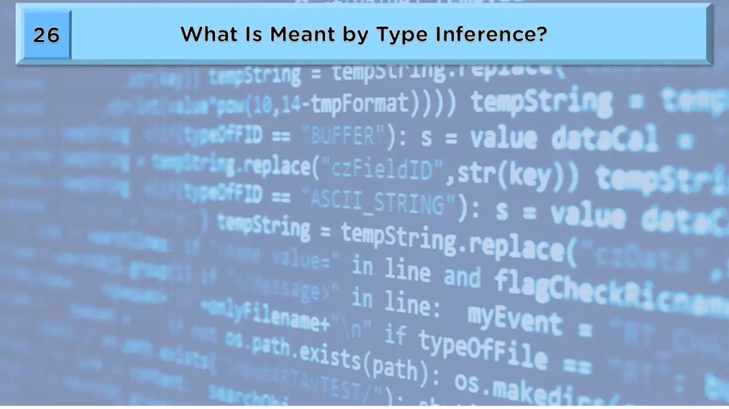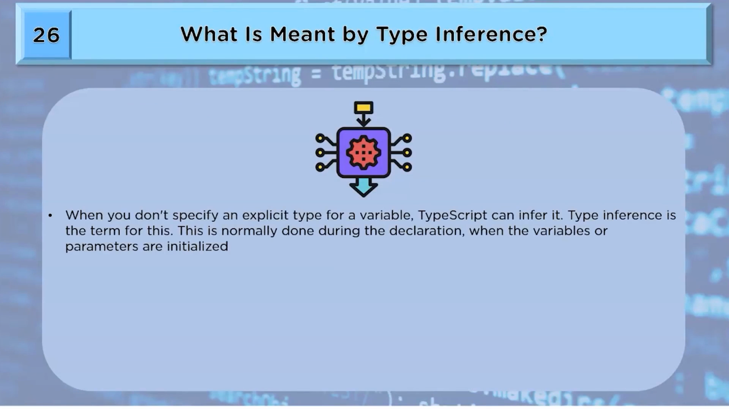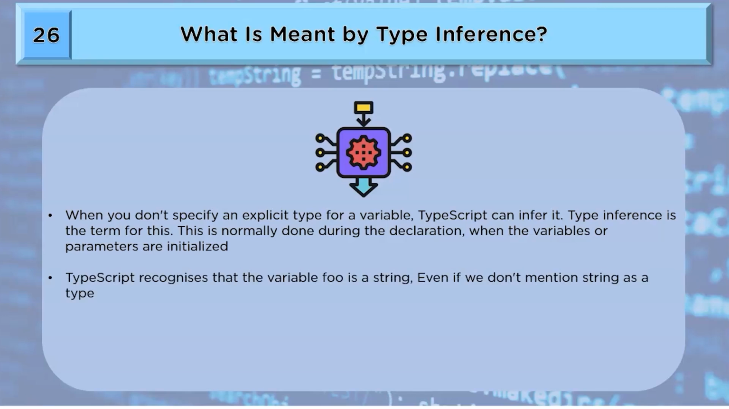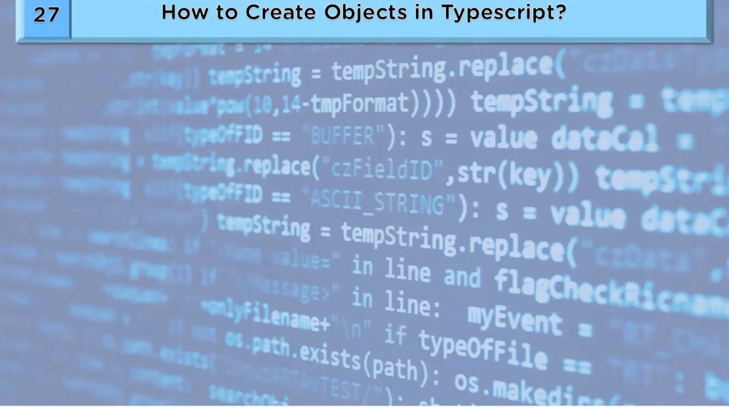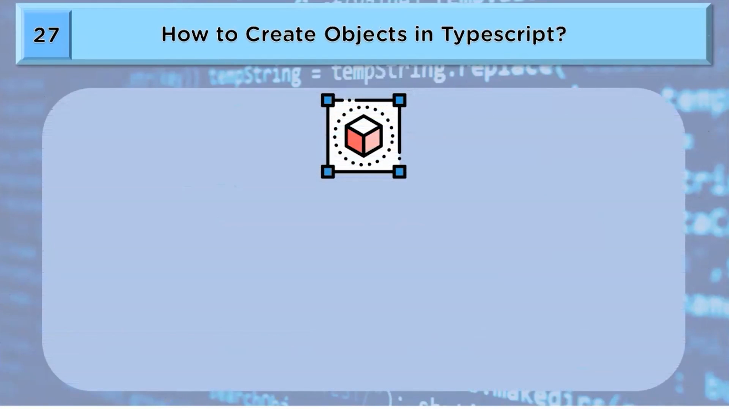What is meant by type inference? When you don't specify an explicit type for a variable, TypeScript can infer it. Type inference is the term for this. This is normally done during declaration, when the variables or parameters are initialized. TypeScript recognizes that the variable foo is a string, even if we don't mention string as a type. Here is an example.